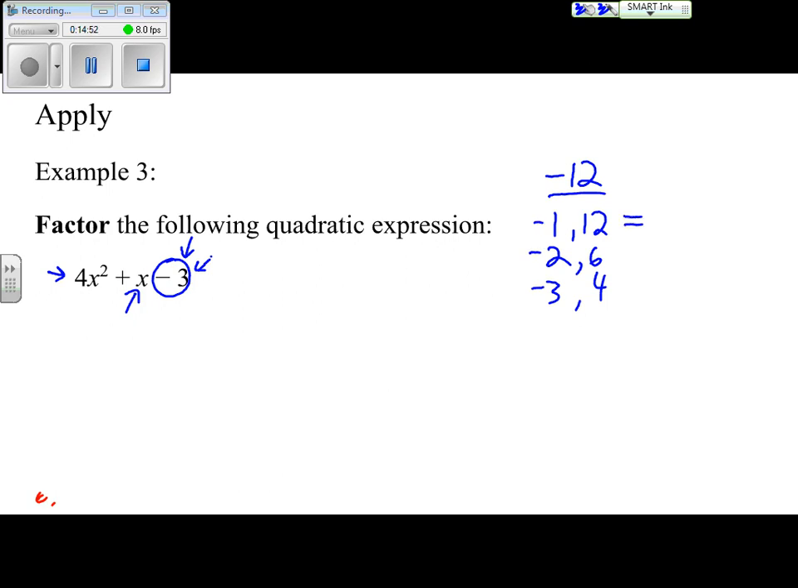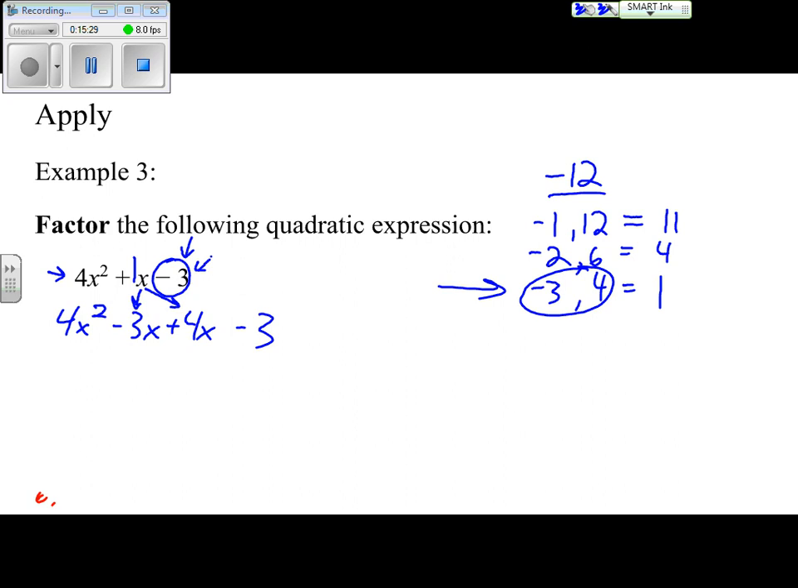Add them together, I get 11, I get 4, and I get 1. You might say, well, none of those are my b term, but remember, there's just a single x here, so it's like 1. So these are the values I'm going to use. So I'm going to split apart my b again. So we're going to have 4x squared. And then the b is going to get split into negative 3x plus 4x. Remember to take these factors and put an x with each of them. And again, that's what this guy is going to split apart to become. Remember, if you check it, negative 3 plus 4 will still get me back to that 1. And then bring down your c term, minus 3.